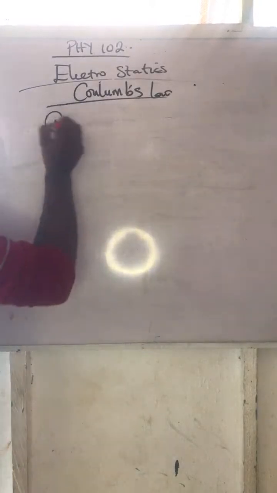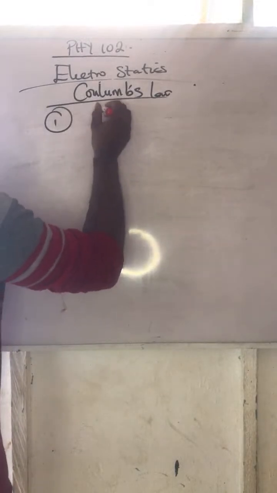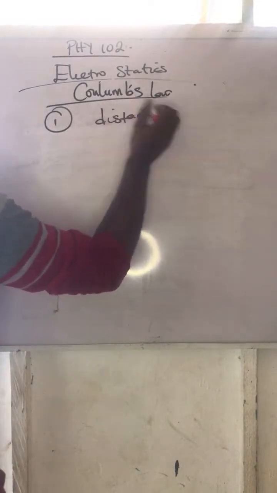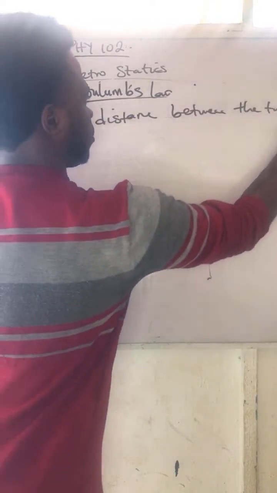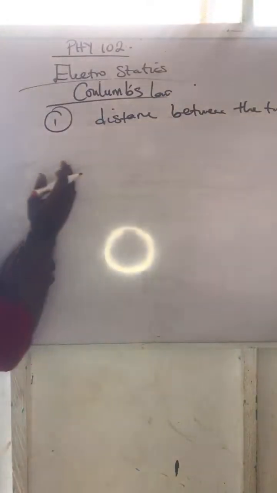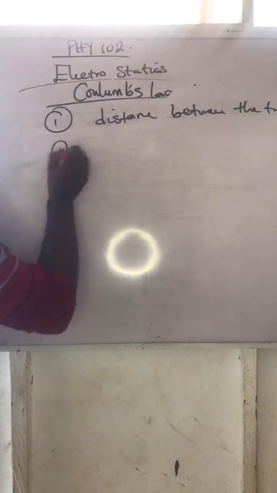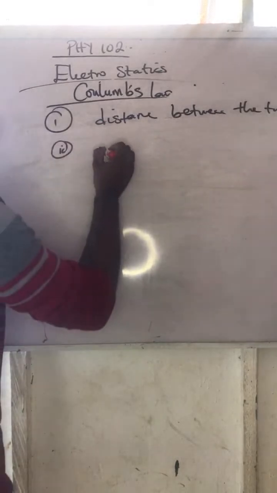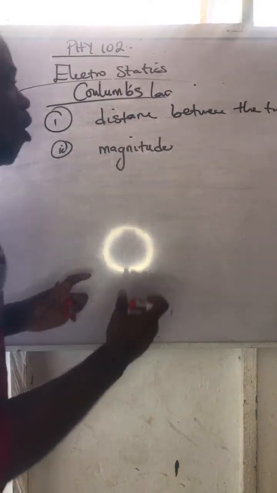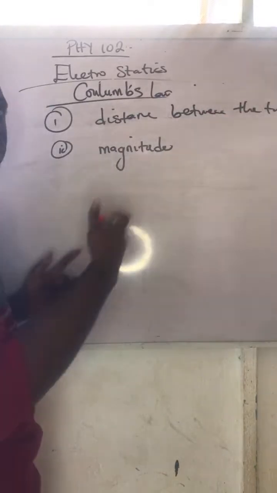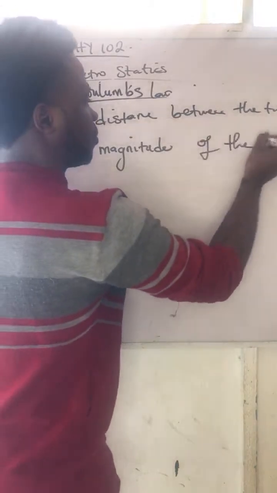Number one, if you have two bodies that contain charges, you should study the distance between the two charges. So if you have charge 1 here and charge 2, you should check the distance that keeps them apart. Then number two, you study the magnitude. Another word for magnitude in physics is size. The magnitude of these charges, the positive one, how big is it? The negative one, how big is it? We study the magnitude of the charges.